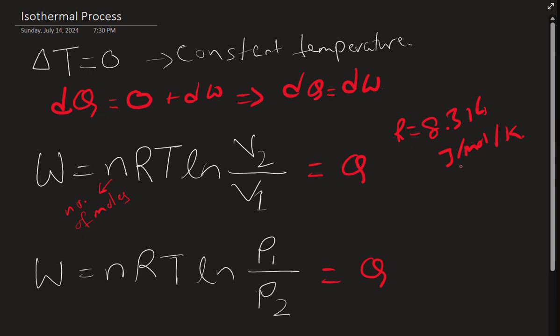8.314 joule per mole per Kelvin. And that is the only value we'll be using in here. That's the only value that's used in physics. The other values are used in chemistry. So nRT, T means temperature, ln V2 over V1. V2 is the final volume, and V1 is the initial volume.